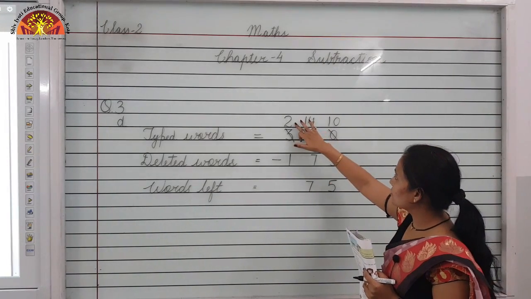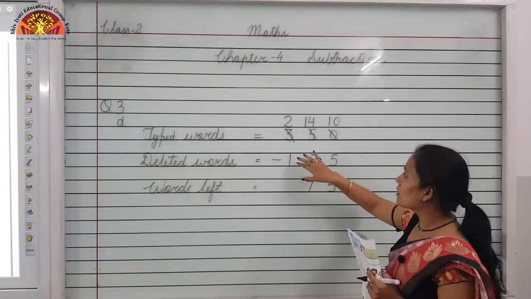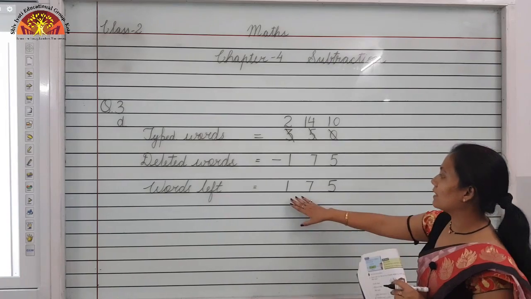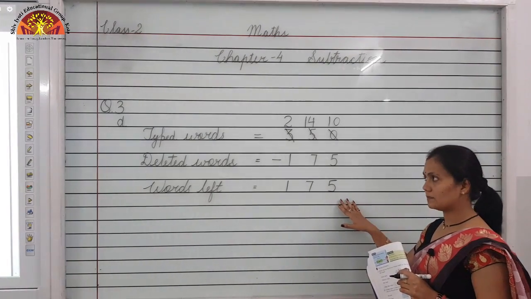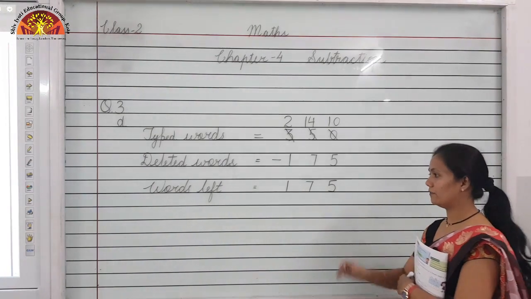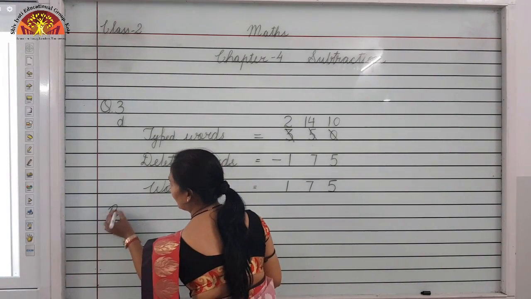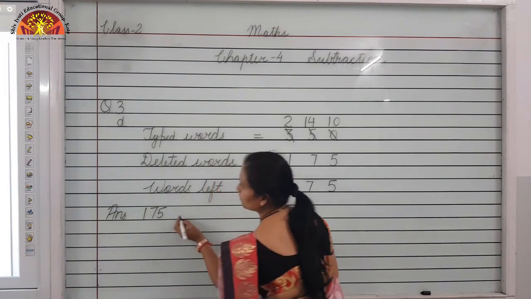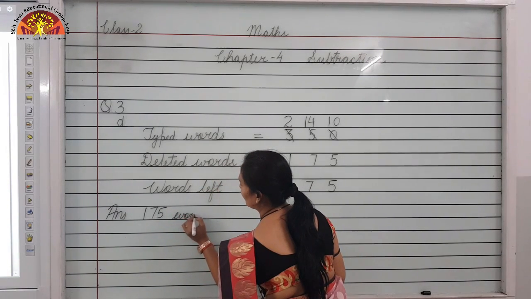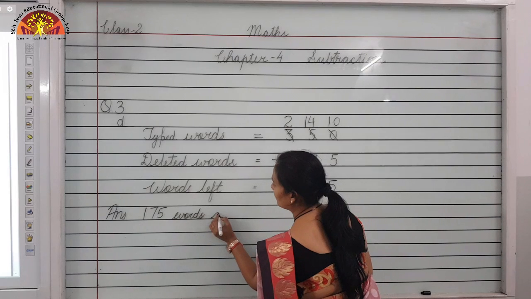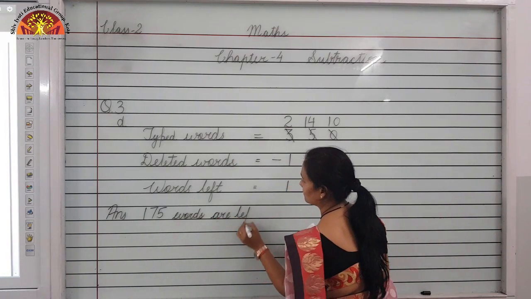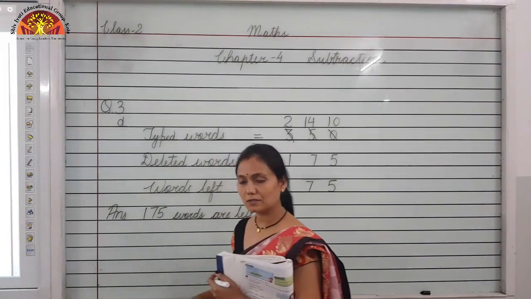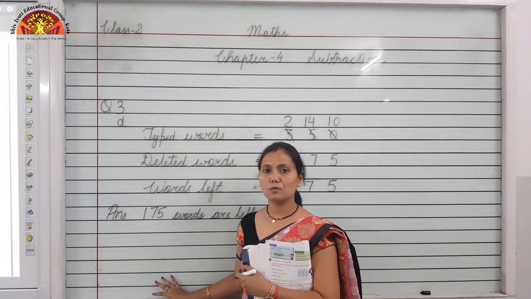Now we will subtract 2 minus 1. So after 1, 2, only 1. So we get 175 words. Answer is 175. Now we'll write here answer 175 words are left. Hope you understood this question. Now we'll do next question.